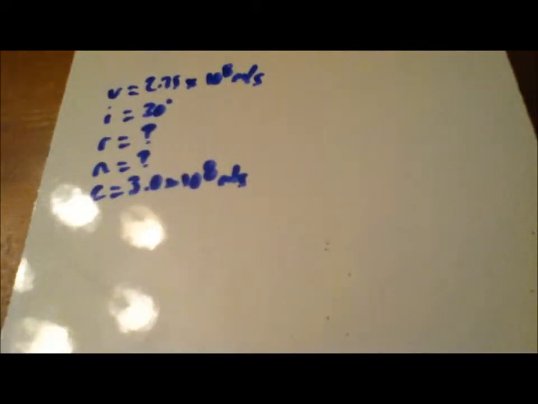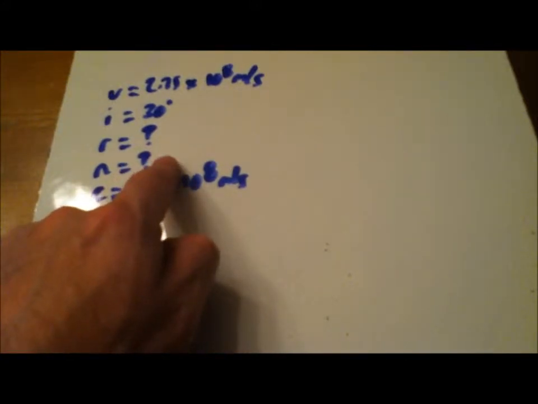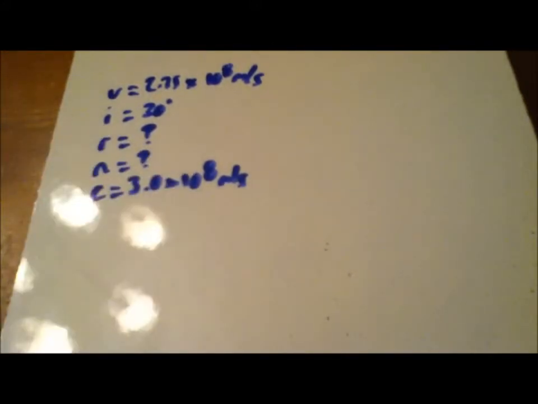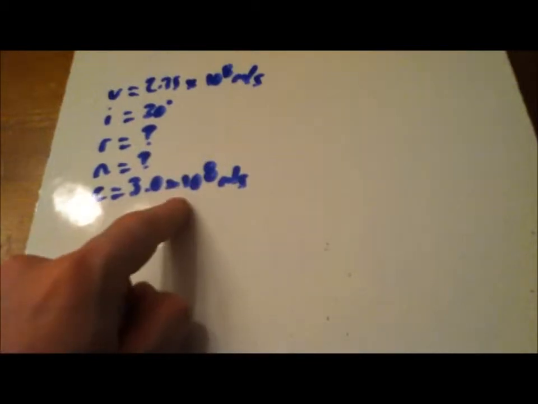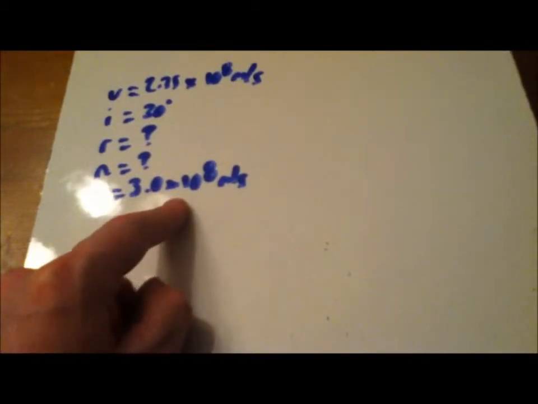What is the angle of refraction in the experiments? We're trying to find R. Another thing that we don't know is the index of refraction for the material, so we're going to have to calculate that. One thing that we do know is that the speed of light in a vacuum is always 3.0 times 10 to the 8 meters per second.